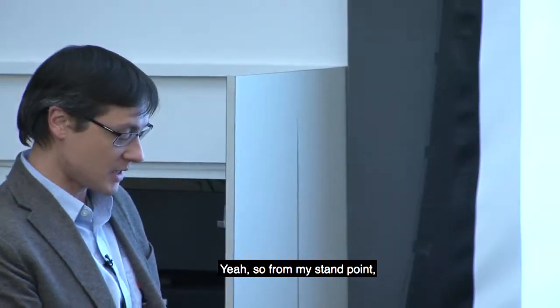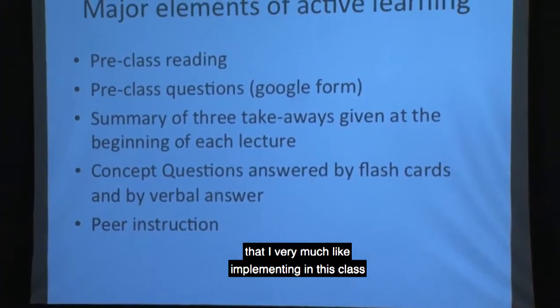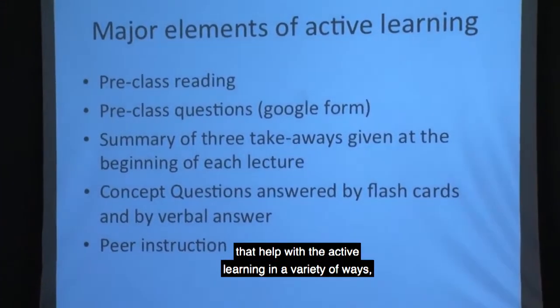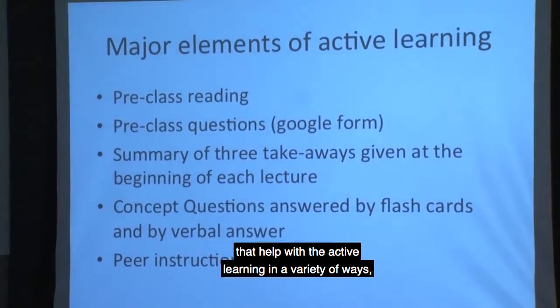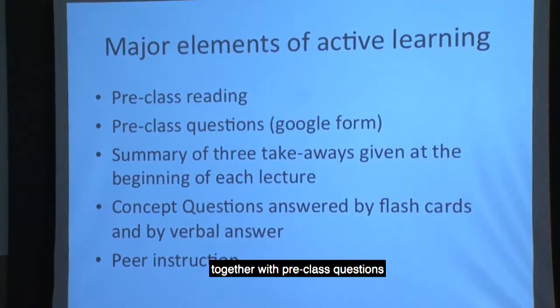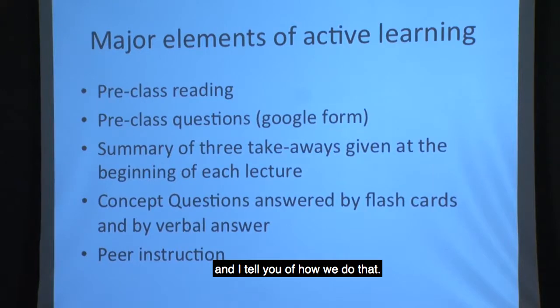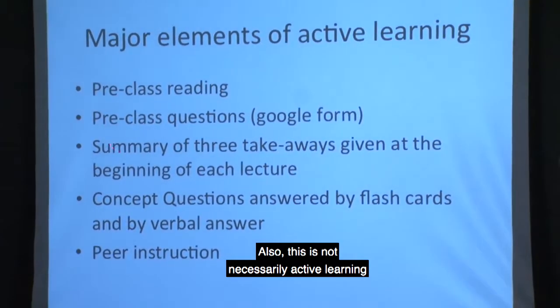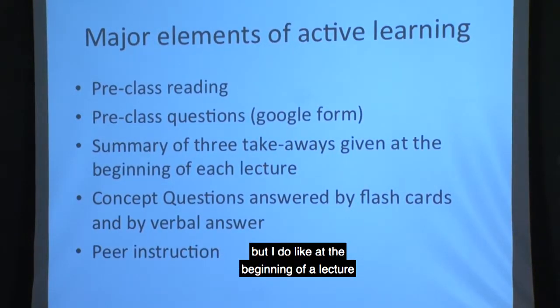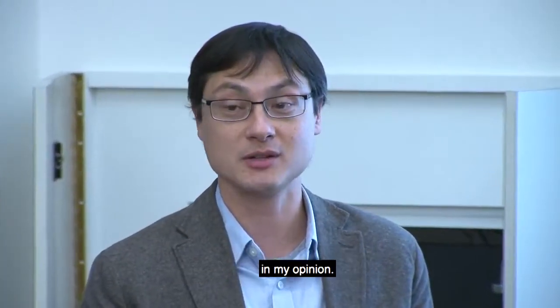And so from my standpoint, I would say that there are a few things that I very much like implementing in this class that help with the active learning in a variety of ways. So first, I do very much like having pre-class reading together with pre-class questions, and I'll tell you how we do that. Also, this is not necessarily active learning, but I do like at the beginning of a lecture to just tell the students what they're supposed to be getting out of the lecture, like the three big ideas. And I think this is also good for research seminars, in my opinion.